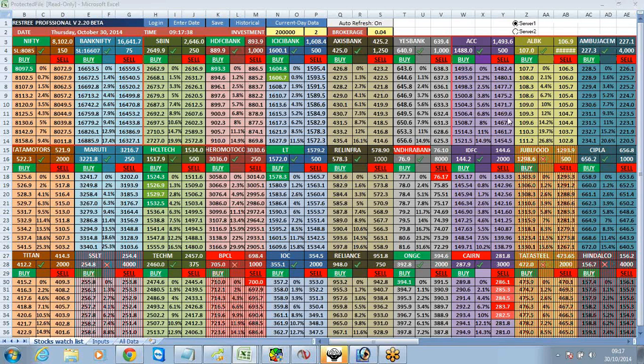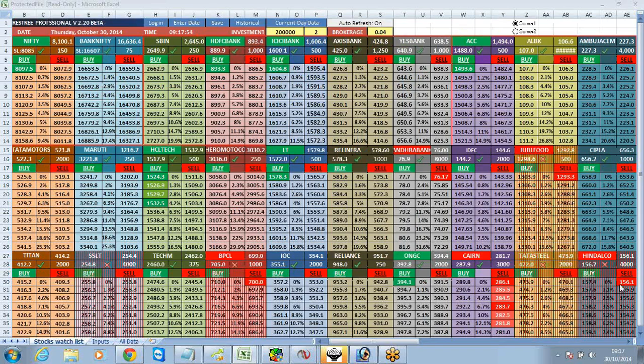In case you need it, you can just go back to it. So what we have is the prices for Nifty, Bank Nifty, the entry prices of all the scripts except SSLT, BPCL, Tata Steel and Hindalco.